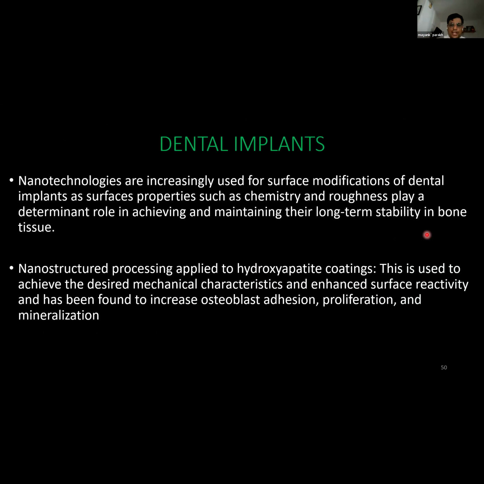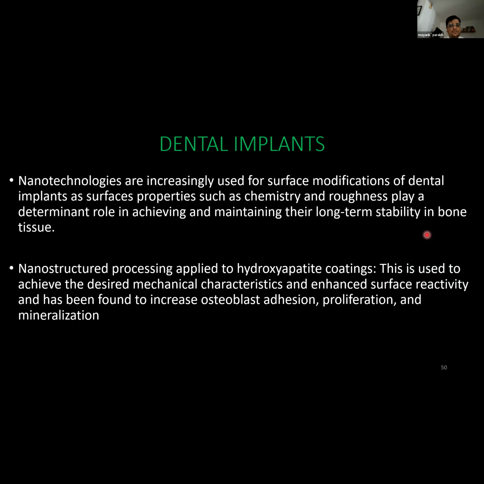So now moving on to dental implants. Dental implants, as you know, is becoming the next big thing in dentistry in India now. In abroad, dental implants has been long the main mode of treatment, especially for replacement of our missing teeth. But it's significantly picked up in India as well. So the use of nanotechnology here is mainly in hydroxyapatite coatings.